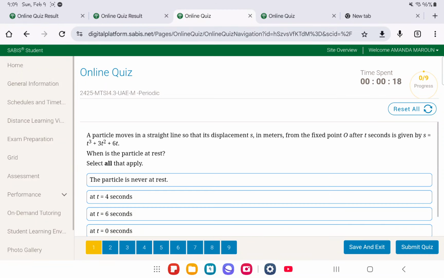So today I'll be explaining the math course practice quiz of 4.3 IGCSE. So let's start with the first one.